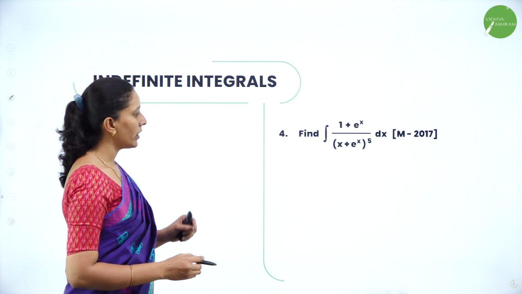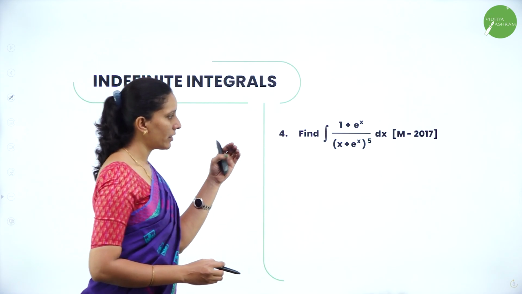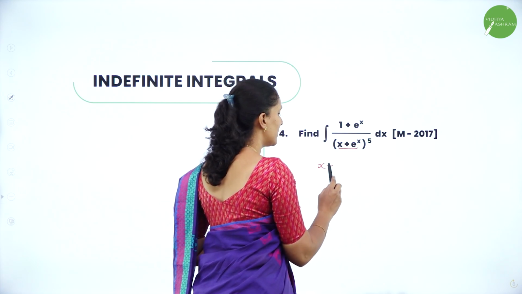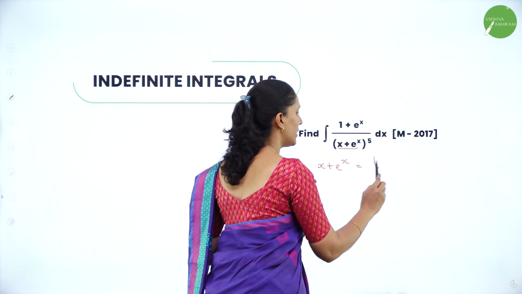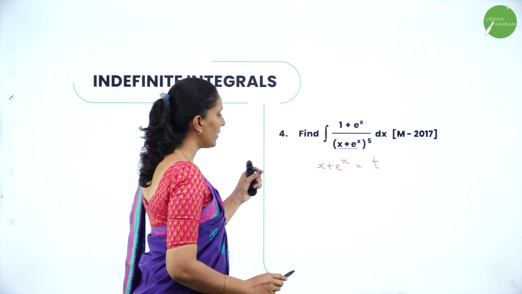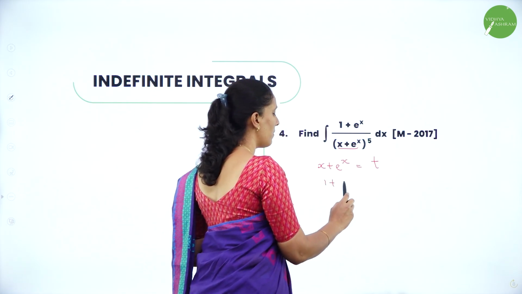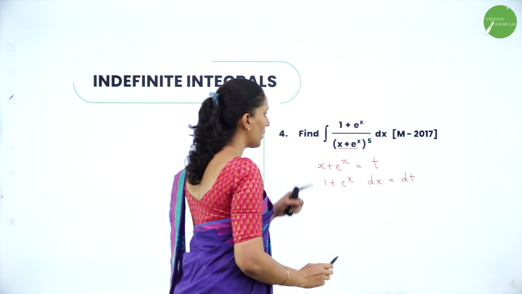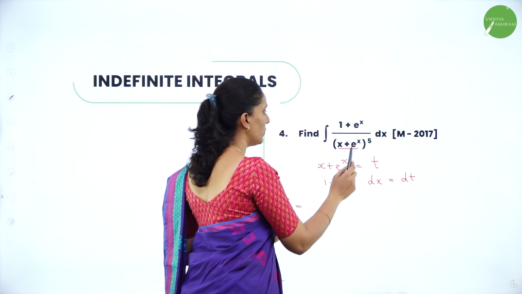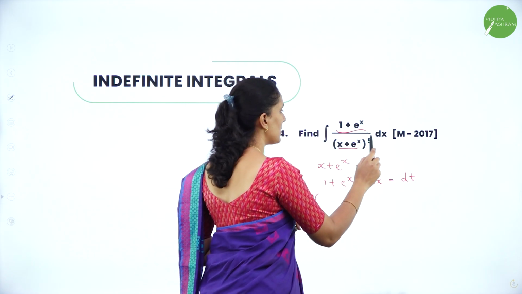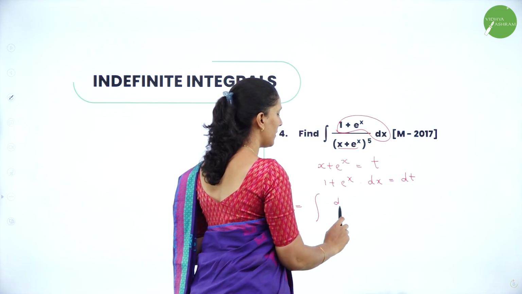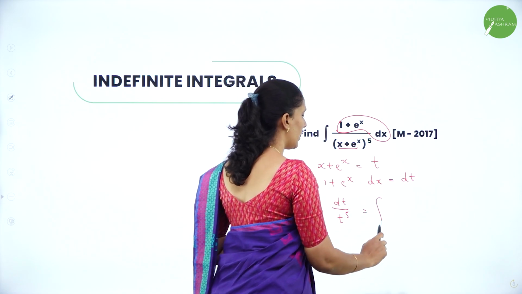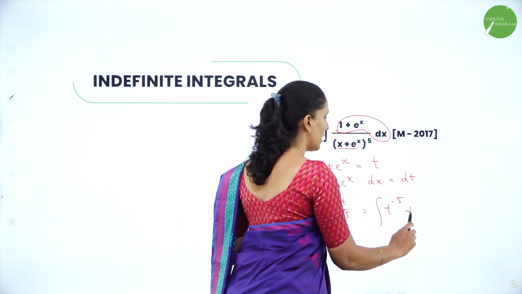So here clearly by observing the numerator and the denominator, we can decide that the x plus e power x can be taken as the function t. Any parameter you can take. Now let us differentiate it. We will get 1 plus e power x into dx is equal to dt. Now applying these in the integral, we will get 1 plus e power x dx as dt, and here we will get this in the form of t to the power 5, which can be written as t to the power minus 5 into dt.